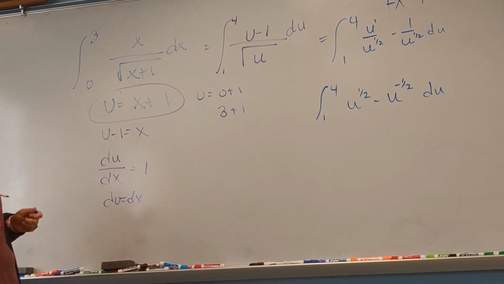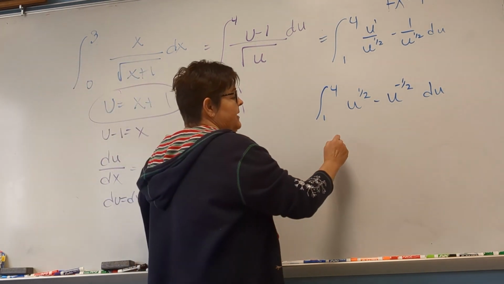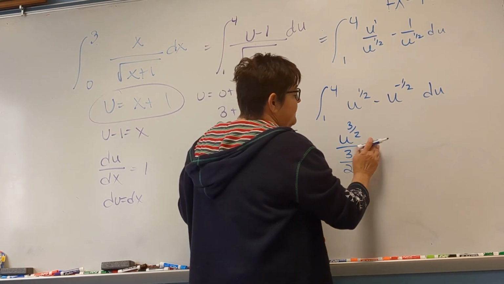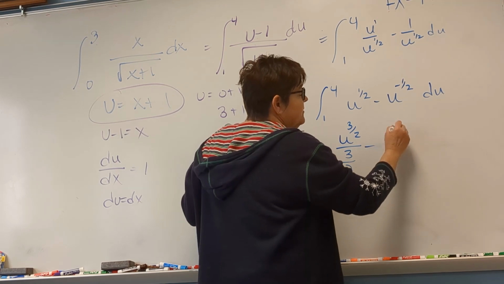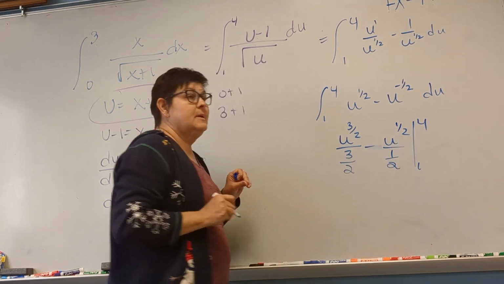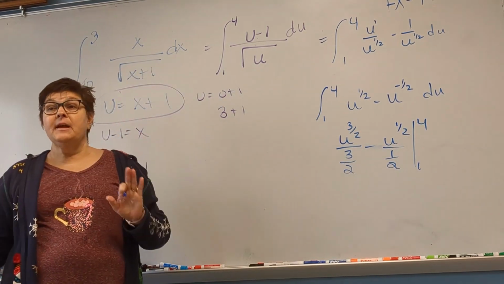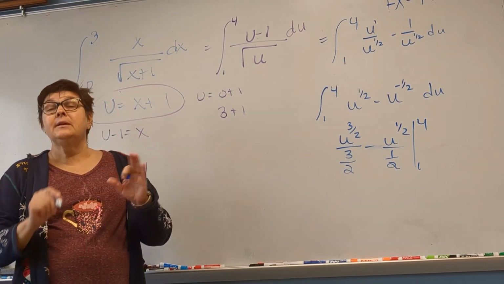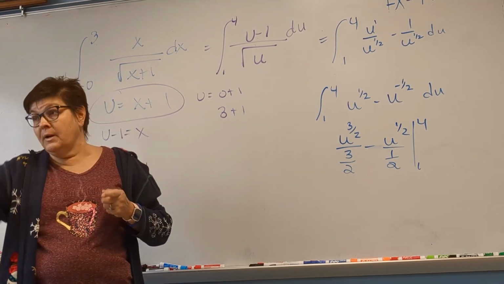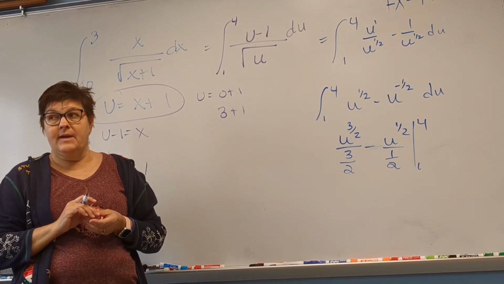Okay, so u to the 1/2, if I add 2 over 2, I get u to the 3/2 over 3/2. And then minus u to the positive 1/2 over 1/2 from 1 to 4. I don't have to go back in terms of x because everything, including my limits that were once 0 to 3, are now 1 to 4 because they're now in terms of u instead of x.